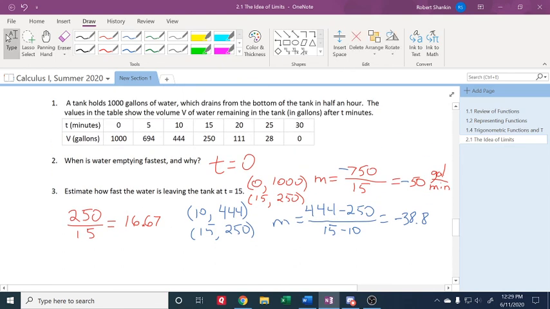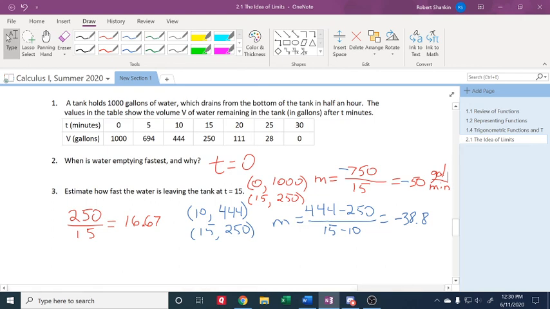All right, now, we get two legitimate answers for this. Going from 0 to 15 or going from 10 to 15 are both reasonable ways to say how fast the water is emptying at t equals 15. But which number is better? Anybody want to chime in on which of these numbers is better and why? Definitely the negative 38.8. I didn't understand it. Say that again.